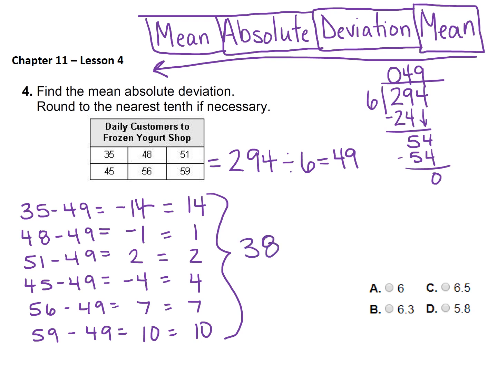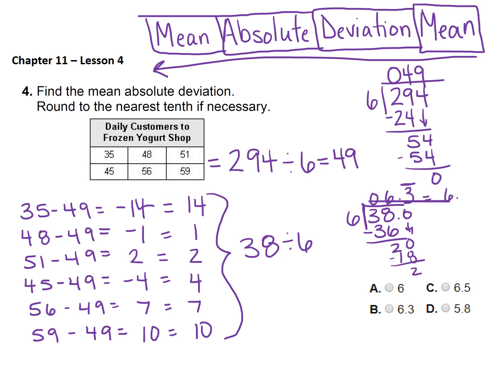38 divided by 6. Okay, so we have 38 divided by 6. Another 0. That's 3, 18, 2, and this is going to be repeating. So that will round to 6.3, which is answer choice B.